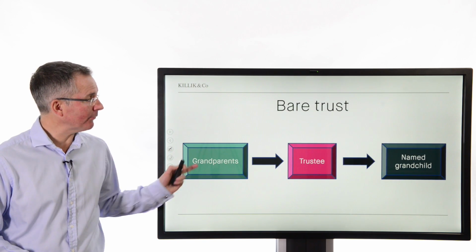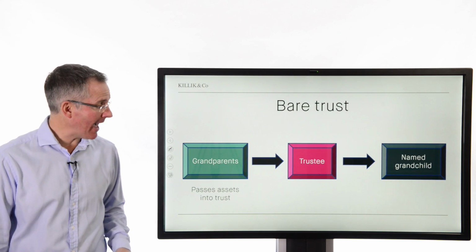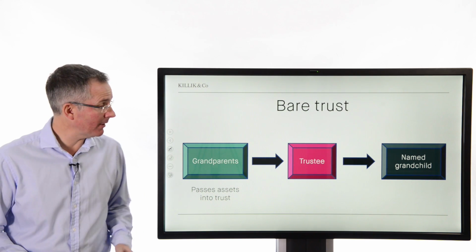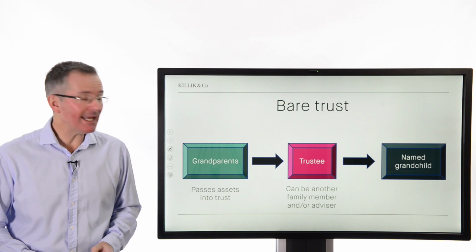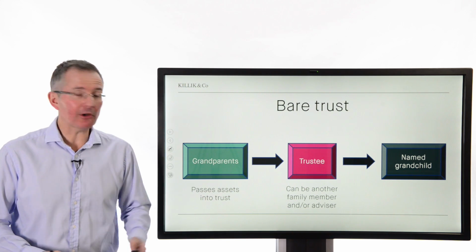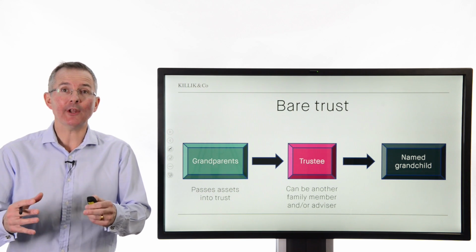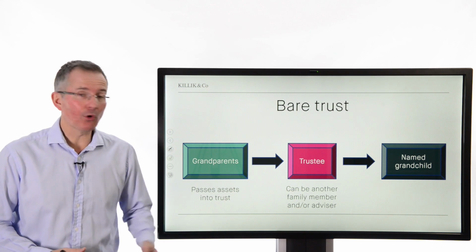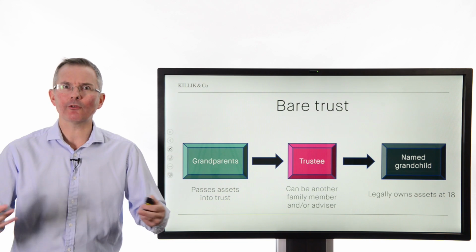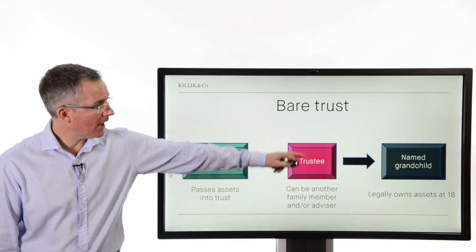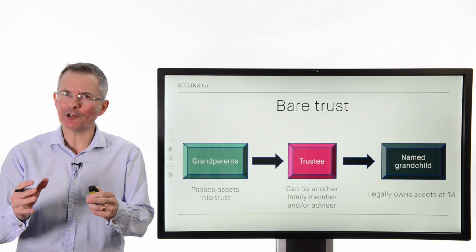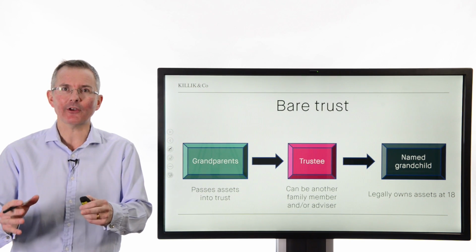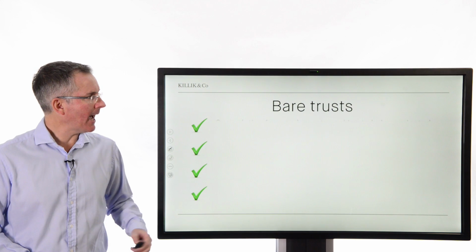Now, a bare trust, how would this work? Well, for example, it could be grandparents are the settlors, they pass an asset into trust, property, investments, could be any of those things. Trustee can be any other family member. It could be one of the grandparents, but bear in mind you want a trustee who presumably is going to outlive the grandparents, and/or a family advisor. So it could be an accountant, solicitor, and so on. And then you've got a named grandchild. Remember I said a fixed beneficiary. So in this example, a named grandchild who's the ultimate beneficiary and will take control of the assets in the trust eventually.